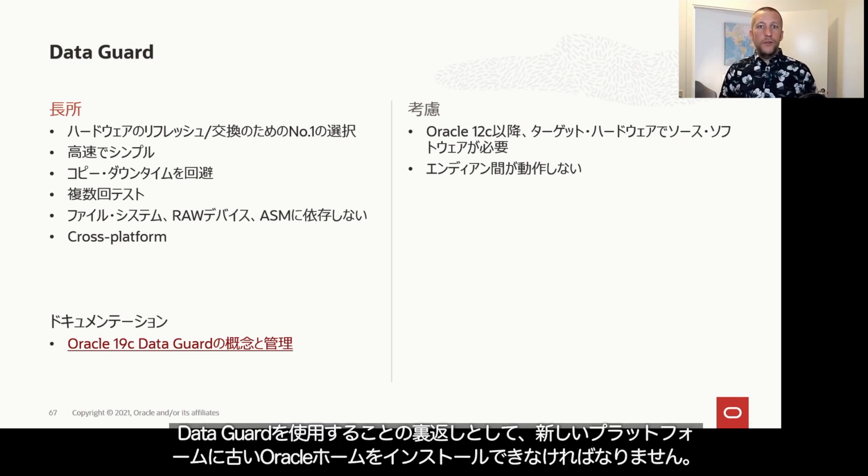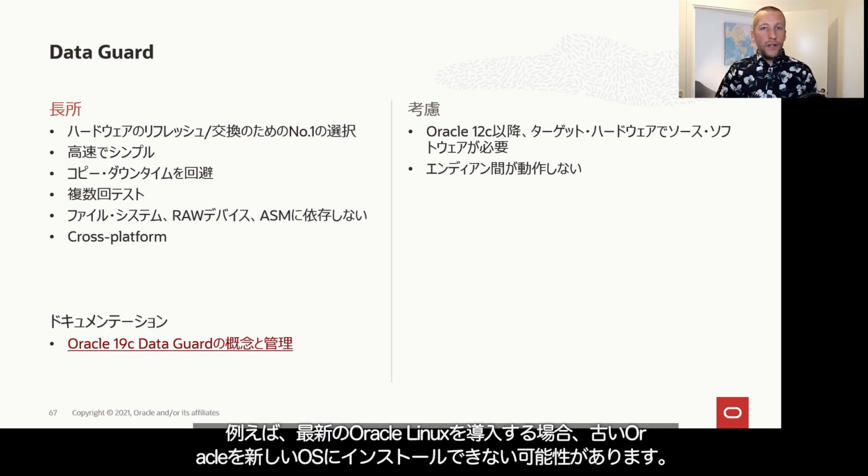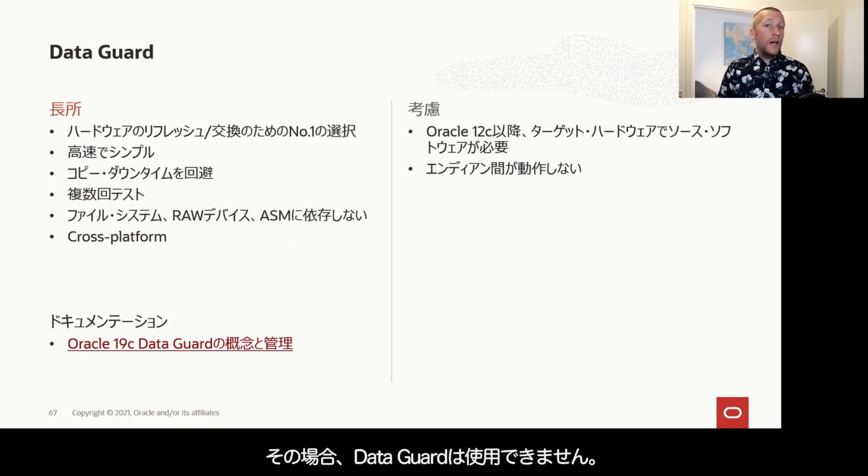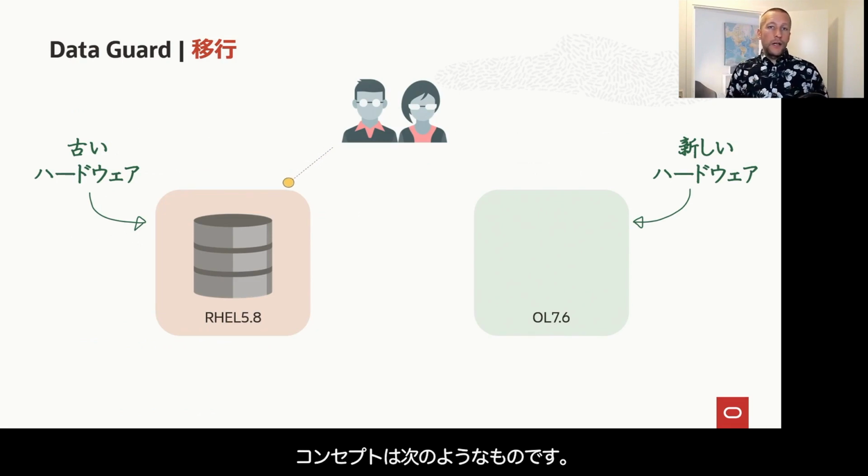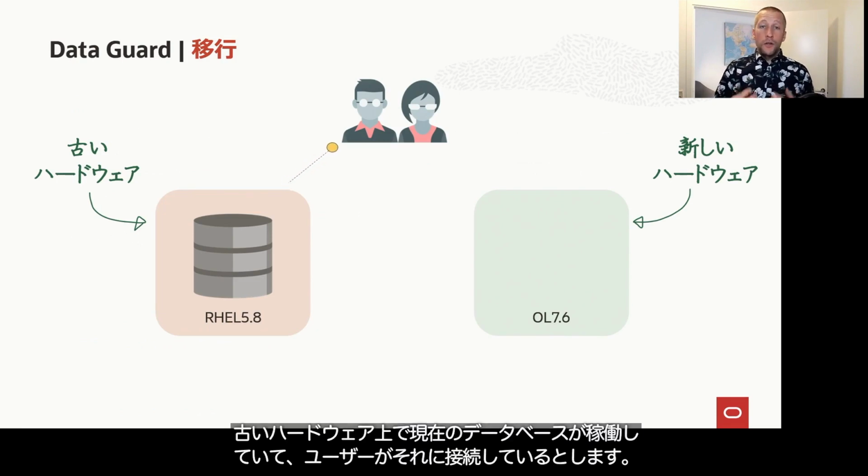The flip side to using Data Guard is that you must be able to install your old Oracle home on the new platform. So if you plan to go to the latest and greatest version of Oracle Linux, it might not be that you can install the old Oracle home on that new operating system, and in that case, you can't use Data Guard. The concept looked like this. You have your current database running on your old hardware, and the users are connecting to it.